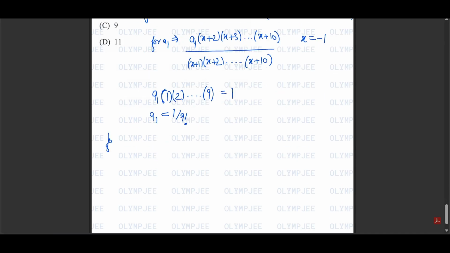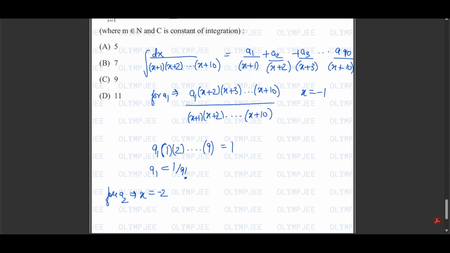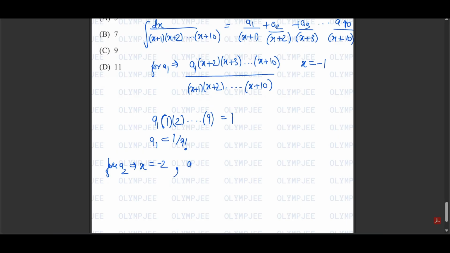For a2, we put x as minus 2, right? So a2 would be having x plus 1, x plus 3, we skipped x plus 2, right? Because it won't be having x plus 2 when we take the LCM. X plus 4, and so on till x plus 10. So if we put x is equal to minus 2 here, we will get a2 is equal to 1 by minus 1, 1, 2, 3, so on till 8, right?